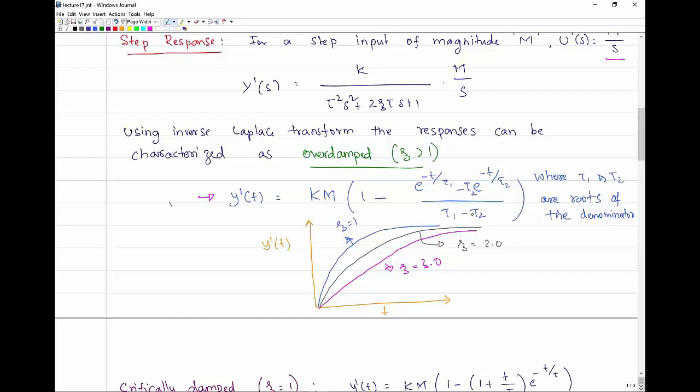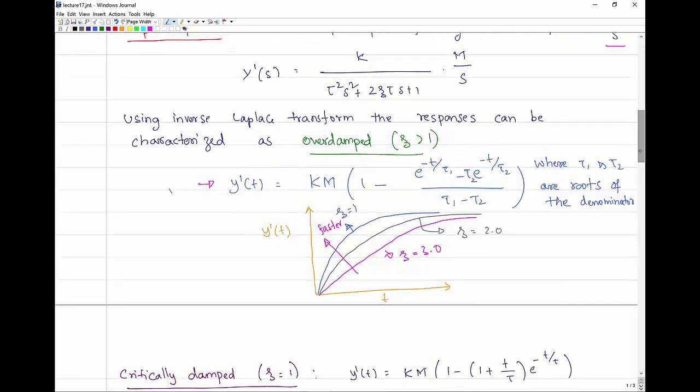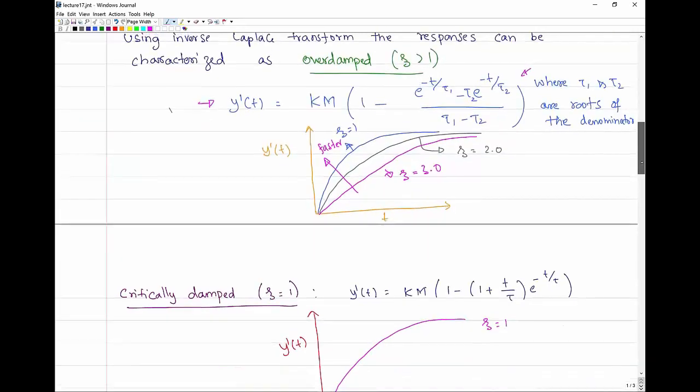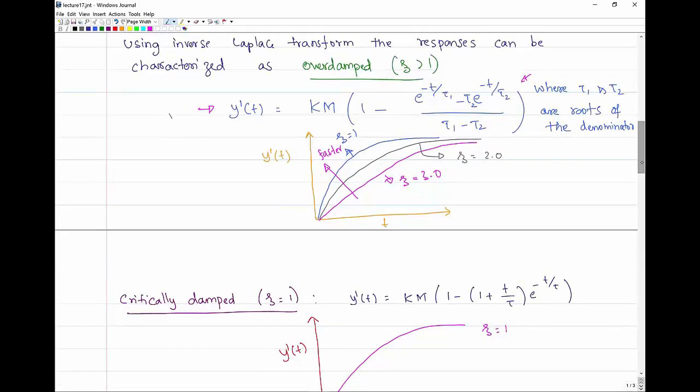And as you can see from the graph here, as you increase the value of zeta, the response gets slower and slower. On the other hand, as you decrease zeta, the response gets faster and faster. If zeta is equal to 1, we get the fastest response from a second order transfer function with no oscillations. The tau1 and tau2 in this expression here are the roots of the denominator polynomial. We're going to learn later on that these roots are also called the poles of the transfer function.